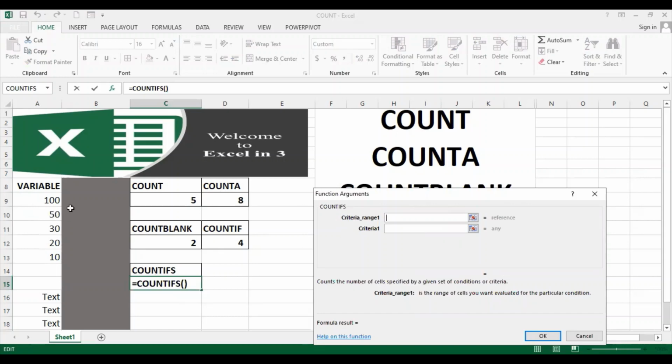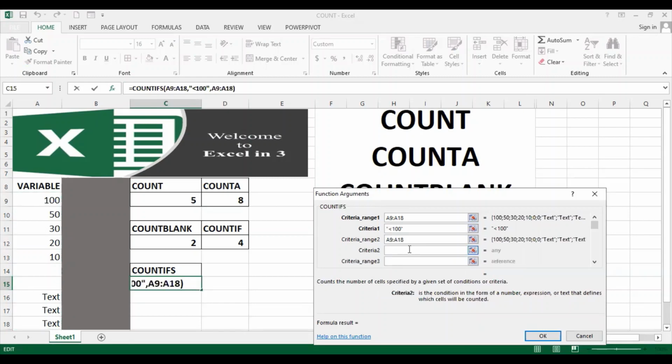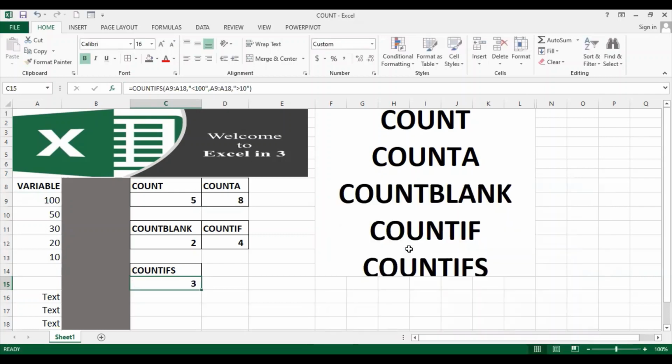Call up the formula. Select the range you want to count. Enter the first condition which is below 100. Select the second range. Enter the second condition which is above 10. The formula only counts the cells with the stated condition.